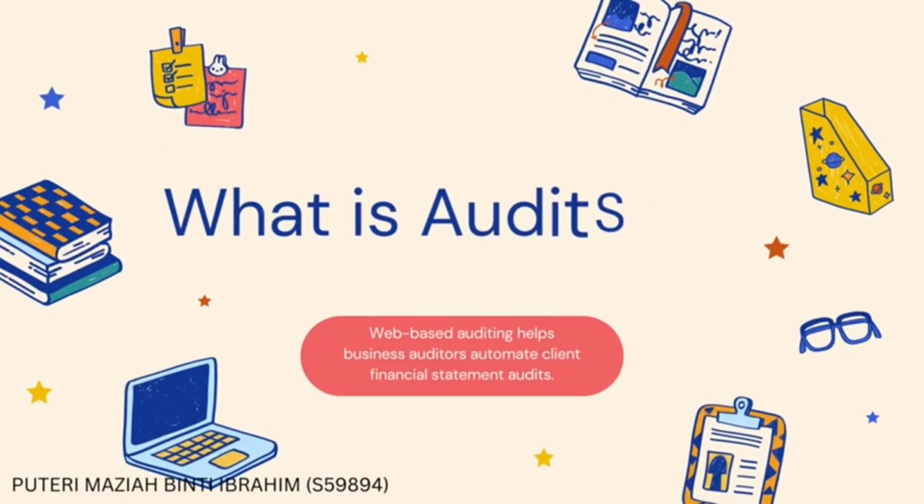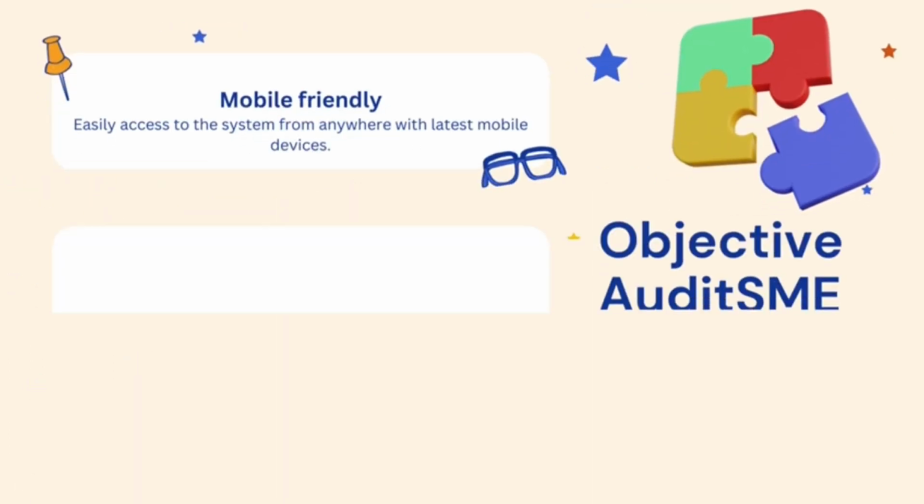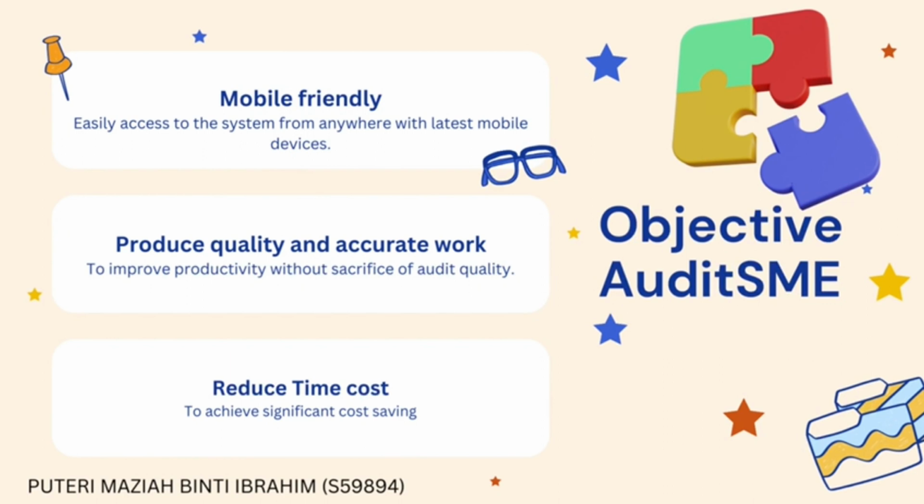What is Audit SME? Audit SME is a web-based auditing tool that helps business auditors automate client financial statement audits. Audit SME software can generate reports, correspondence, and financial statements automatically with minimal technical knowledge. The objectives of Audit SME: mobile-friendly, produce quality and accurate work, reduce time costs.